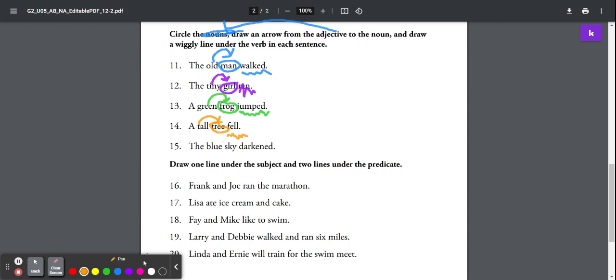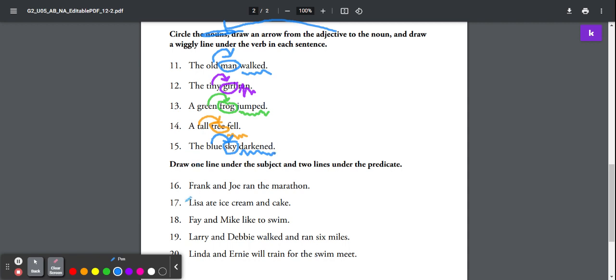The blue sky darkened. So the noun will be sky. Adjective, blue, describing the sky. And verb, what did the sky do? It darkened.